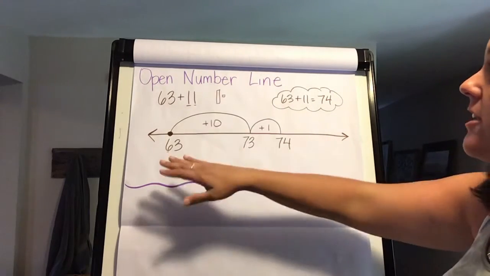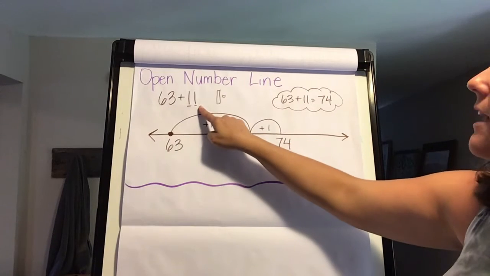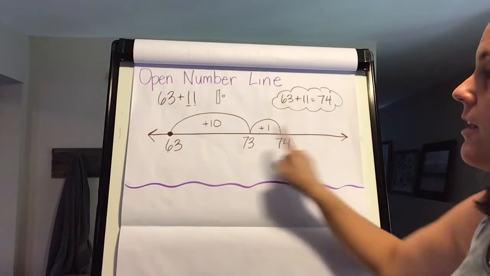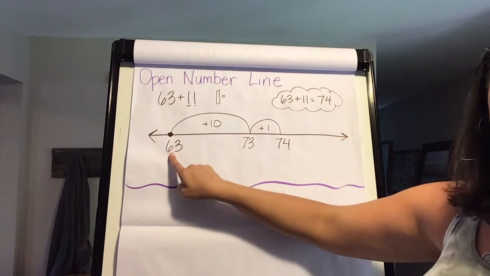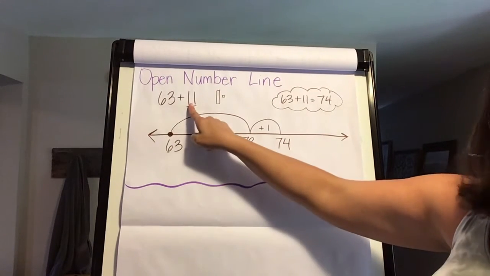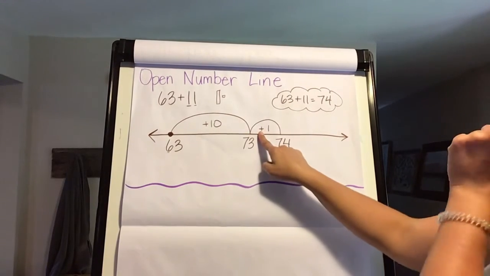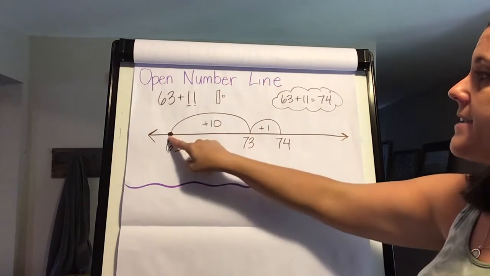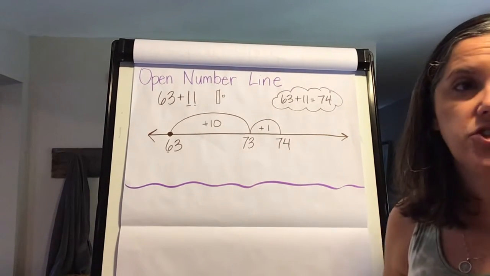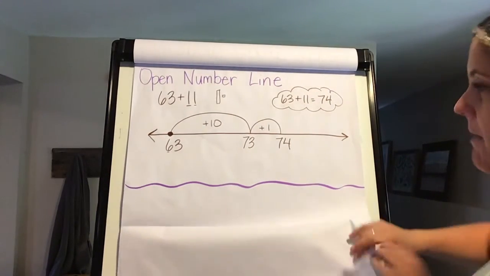So this is one strategy called open number line. If you're given a problem like 63 plus 11, one way you can do this is by drawing yourself a long line, plot a point for your larger number. So 63 was our larger number here. So plot 63 and then add on 11. We added a large hump because we know that 11 is 10 and 1 put together. So we added 10 to get to 73, and then we added one more to get to 74. So this is a really good strategy to use when you're adding larger numbers in math.